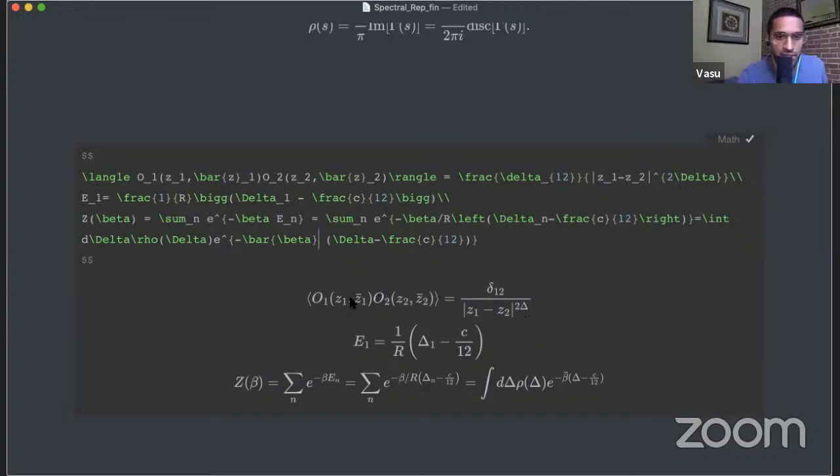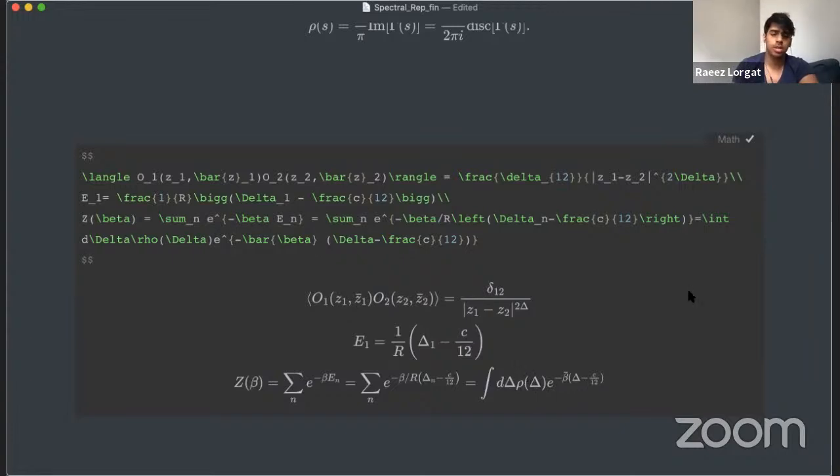But you see there's a direct relation again between the 2-point function and this quantity. Yeah, absolutely.